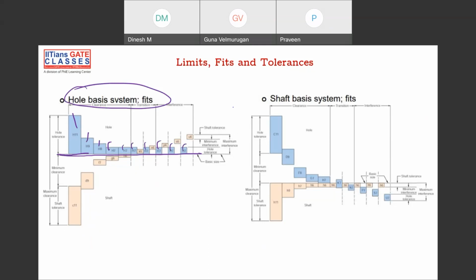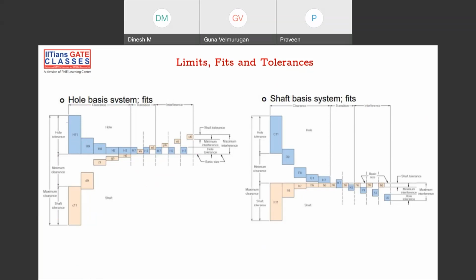And if you see in this diagram, the maximum value of every shaft is coinciding with the basic line. That's why this is called the shaft basis system. Is it clear, the difference between the shaft basis system and the hole basis system? Yes or no, guys? Hello? Yeah. Good.